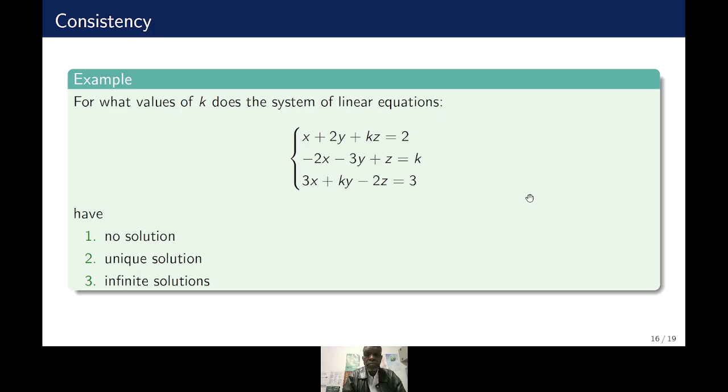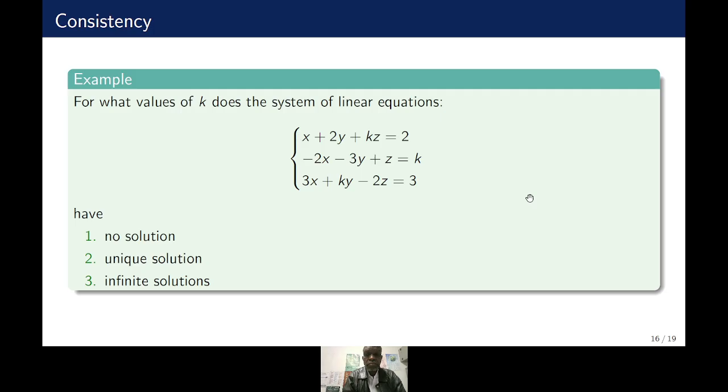We are going to change our k. We are going to look for values of k for which the system will have one of those 3 cases: either it will have no solution, or a unique solution, or an infinite number of solutions. So we want to look at this scenario and see what would happen in that case. How are we going to do this? We are going to do it in precisely the same way we have been doing.